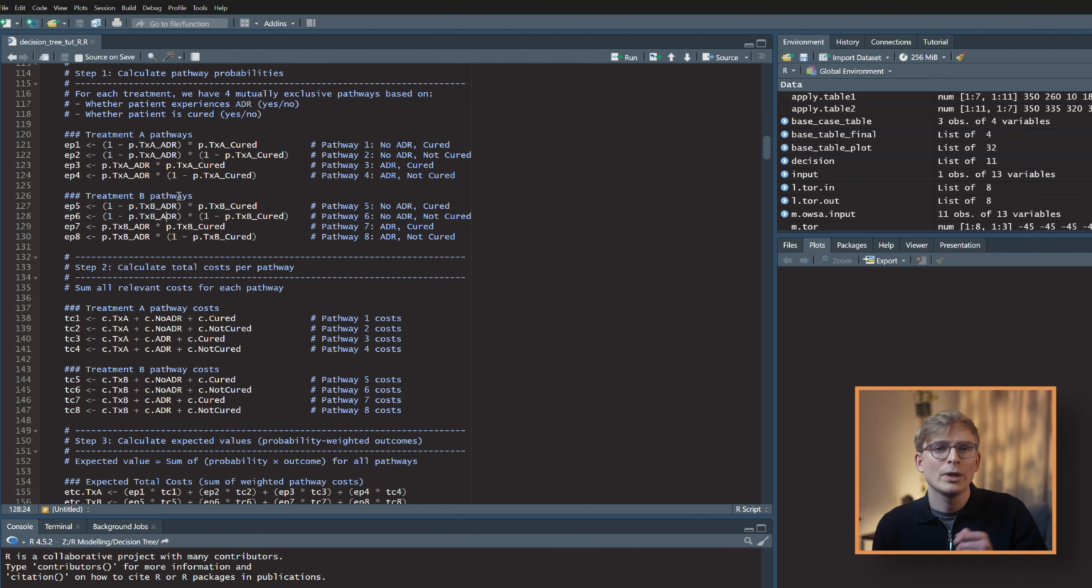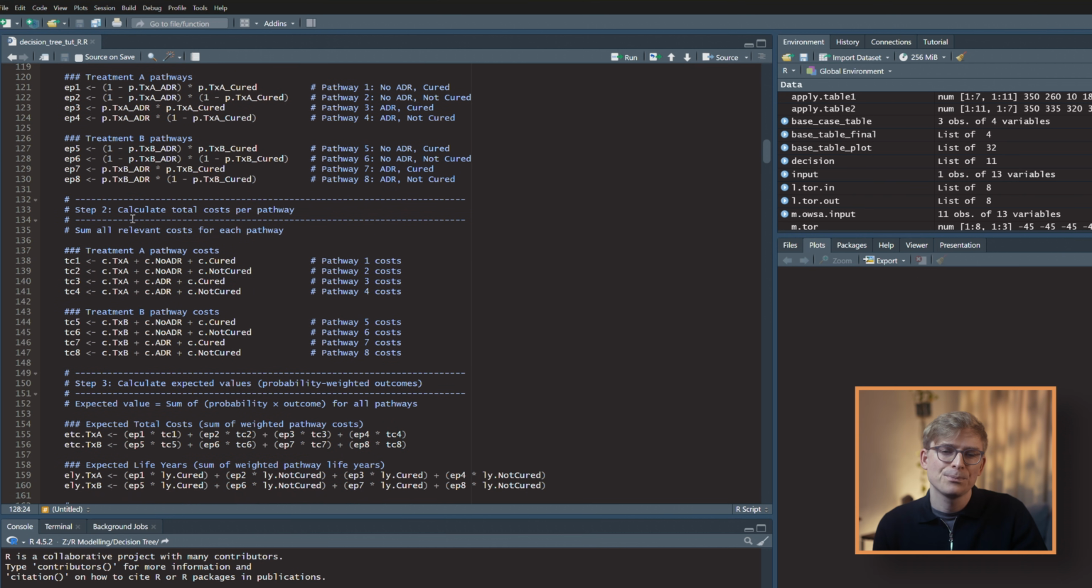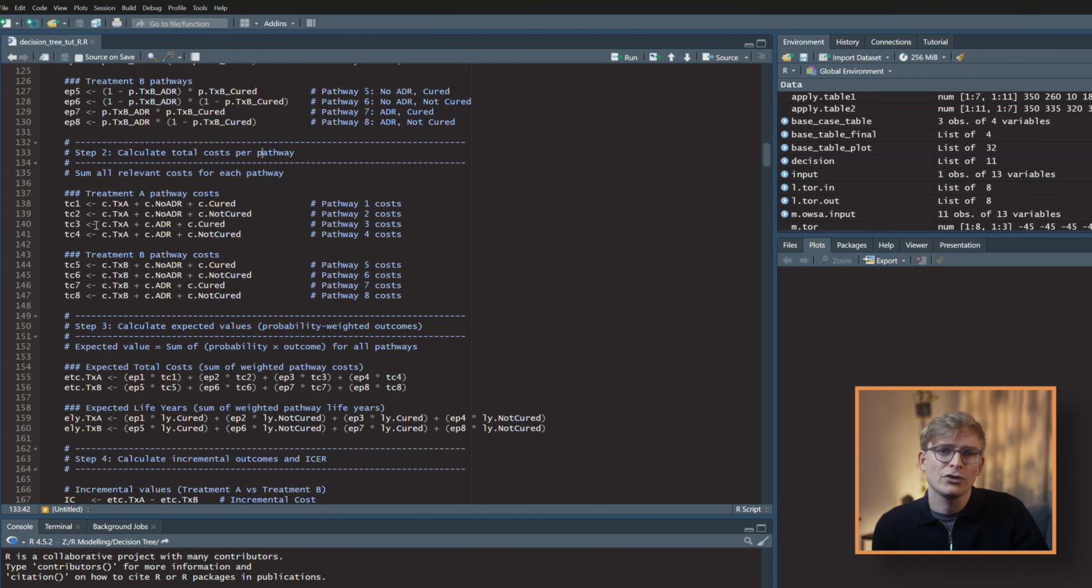In the second step, we calculate the total costs for each pathway. Pathway 1 costs are treatment A costs plus no ADR cost, which is 0, plus cured cost, also 0. So that's just £100. Pathway 4, on the other hand, includes treatment A costs, ADR costs, and not cured costs, which totals £750. Make sure here to label your parameters appropriately so you know what you're referring to. Here we use TC for our treatment pathway costs and C dot for our cost inputs.